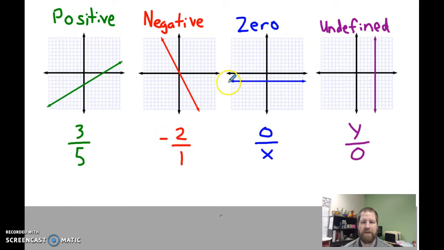A flat horizontal line is going to have a 0 slope, with a 0 in the numerator and some number in the denominator, but that number doesn't actually matter, because I could have 0 of anything and it's still going to be 0. My last one is a straight vertical line, and that is called undefined, because if you remember, we can't divide anything by 0. So any number over 0 has an undefined slope, and it'll just make a vertical line.